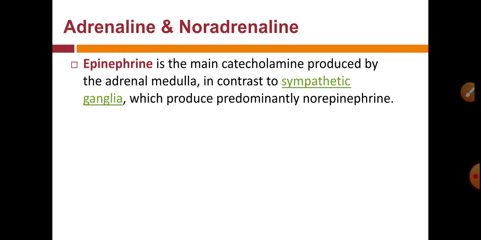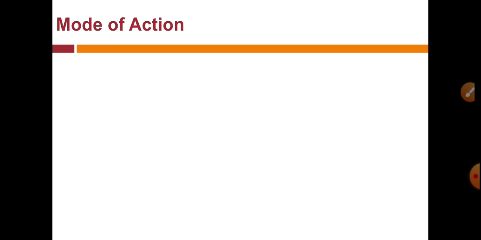Epinephrine is the main catecholamine produced by adrenal medulla, in contrast to sympathetic ganglia which produce predominantly norepinephrine. As we have seen, adrenaline secreting cells are 90%, while noradrenaline secreting cells are only 10%. So epinephrine or adrenaline is the main catecholamine produced by adrenal medulla.